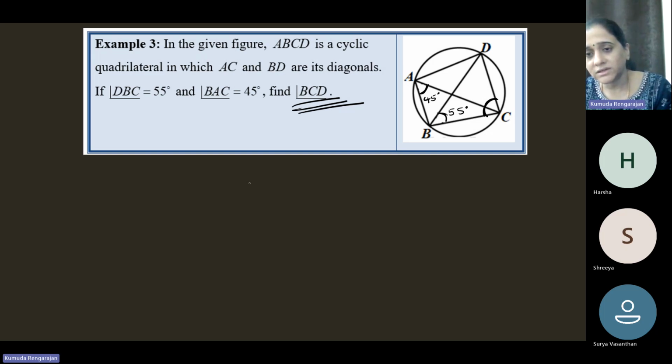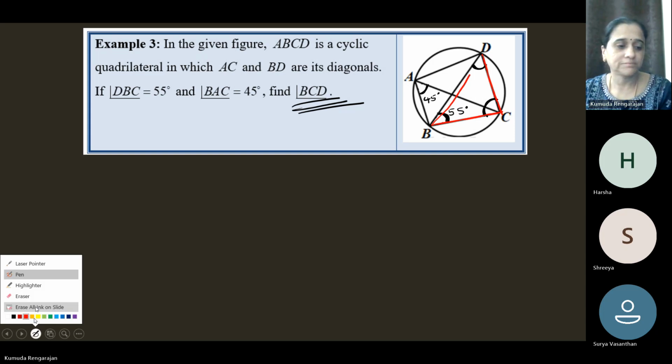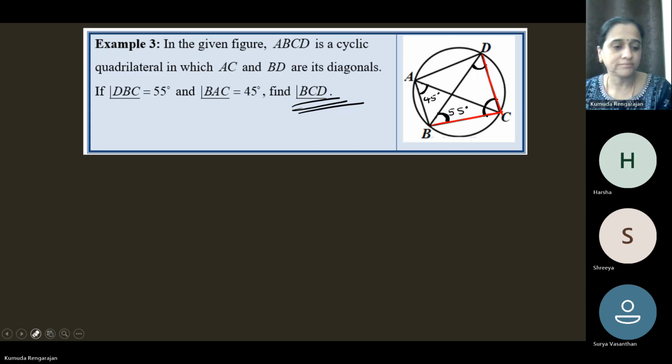Now, if you take this triangle BCD, in the triangle we know the angle 55, and we have to find this angle. So you are interested in finding this angle in triangle BCD. In this triangle, 55 is known. BCD is what we have to find. So if we can find the measure of this angle, then you can use the angle sum property.